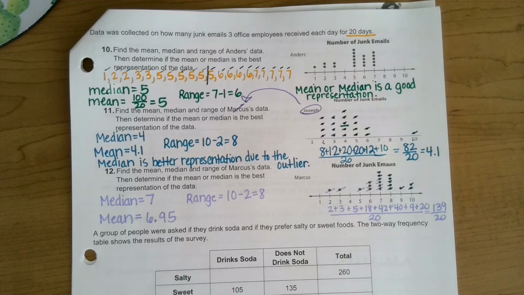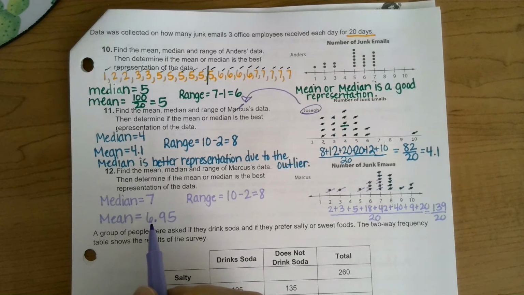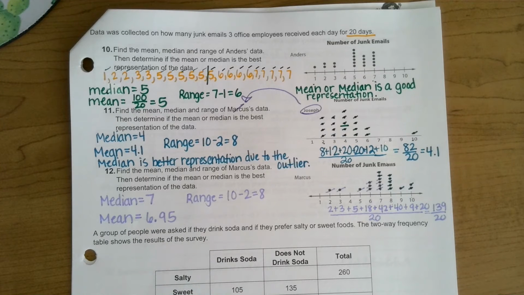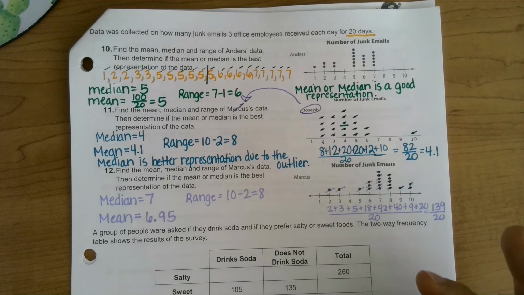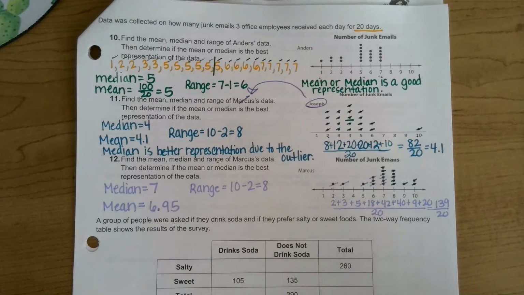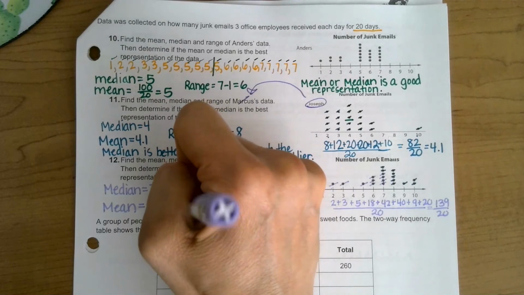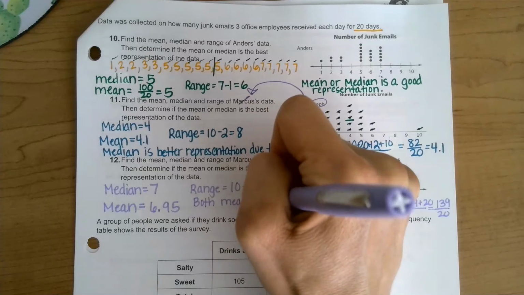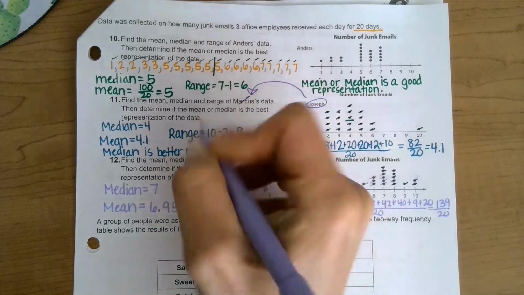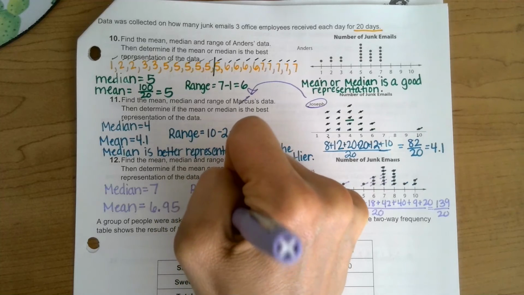And for which is a better representation, again, our mean and median are very close. So I would accept either answer in this case because they are so close and we don't really have outliers. The 2 and 3s are a little bit further from the rest of the data, but not too much. There's not really outliers on this. So I would accept either; both mean and median are good representations.